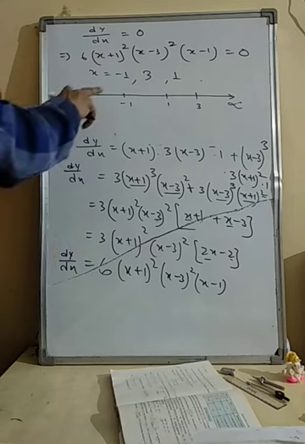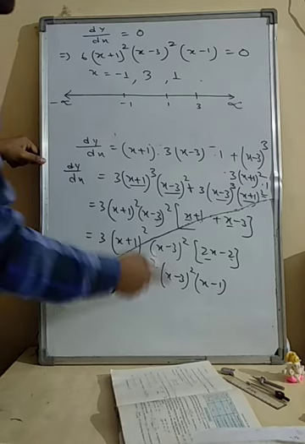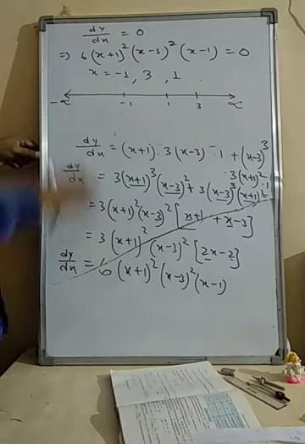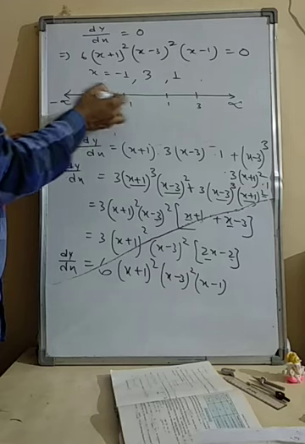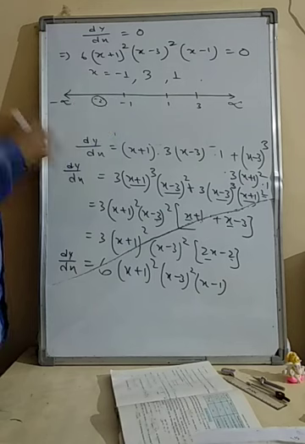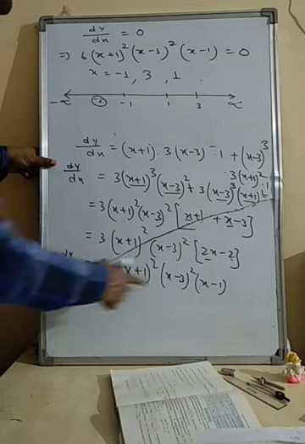Now we have to check in which interval dy/dx is greater than 0 and in which interval dy/dx is less than 0. Let's see one by one. I'll show you here. Suppose I have taken one value in this interval, minus 1 to minus infinity. So one value I will get is x equal to minus 2. If I put x equal to minus 2, let's see what is going to happen.